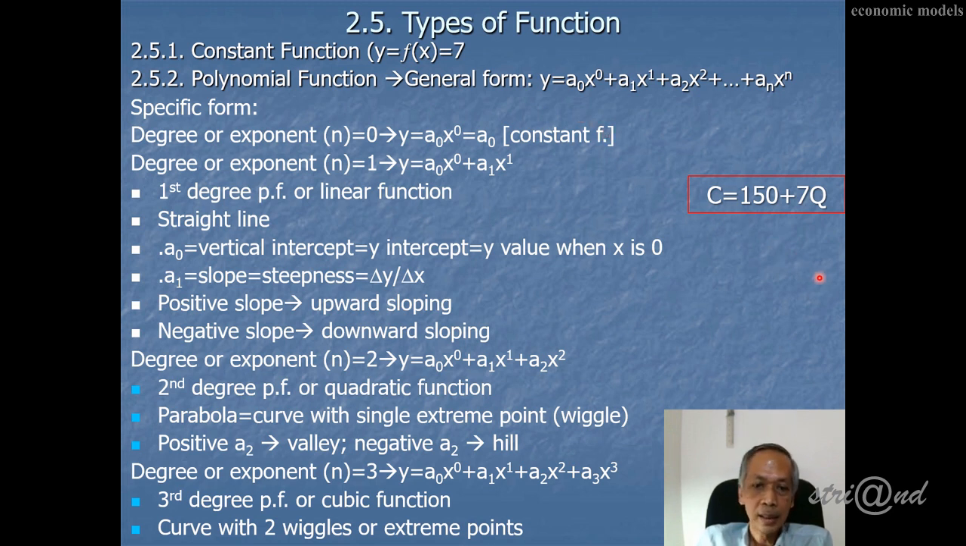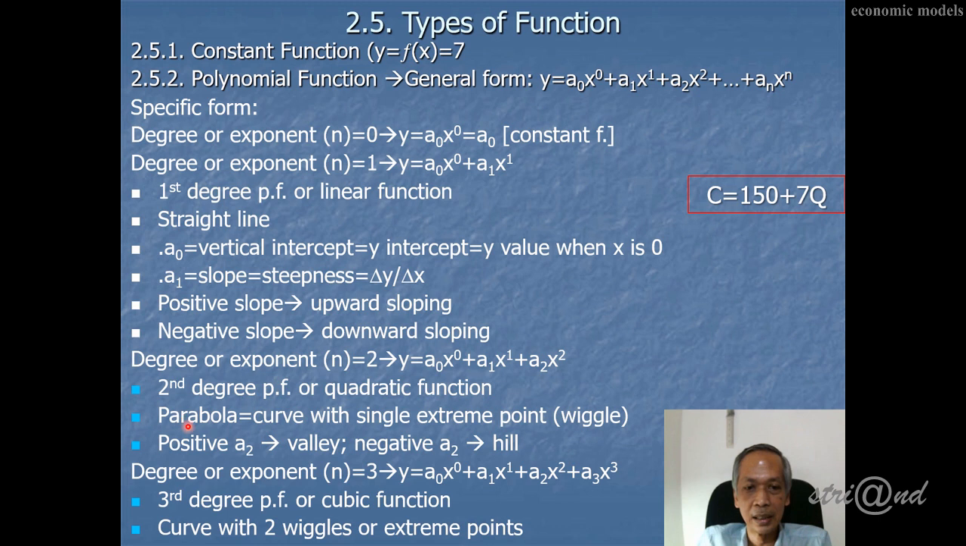Next is the second degree polynomial function. So the exponent here is 2. If the exponent of the x is 2, so x is squared, we have a quadratic function. If it is a quadratic function, the type of the graph that we're going to find is a parabola. If it is a parabola, it can be either a graph like a valley with a minimum point, or it can be like a hill which has a maximum.